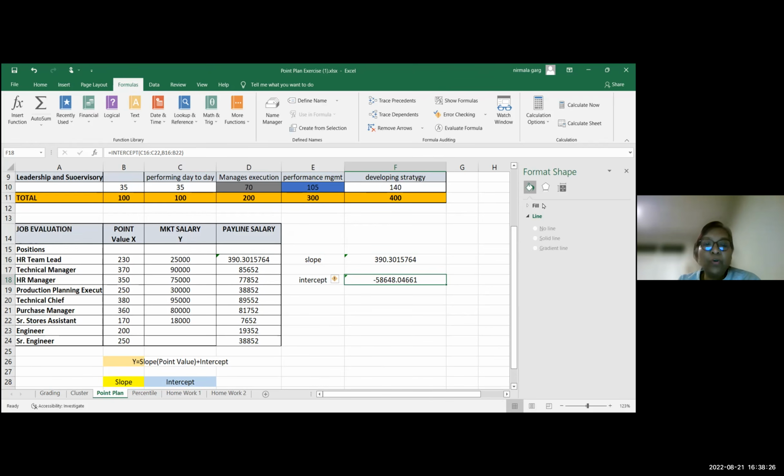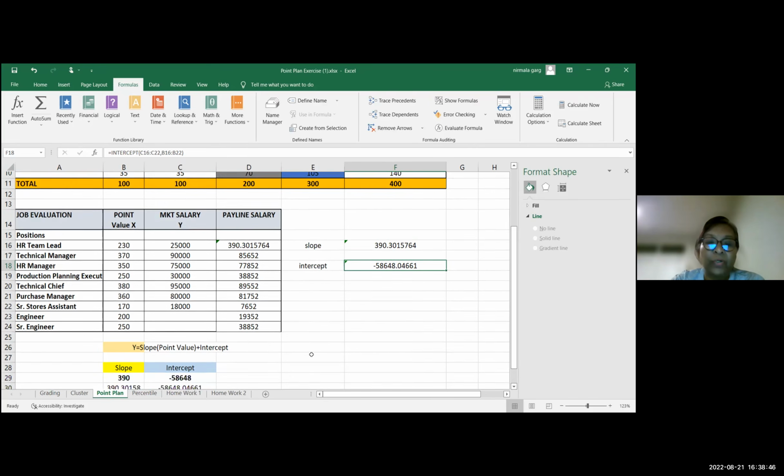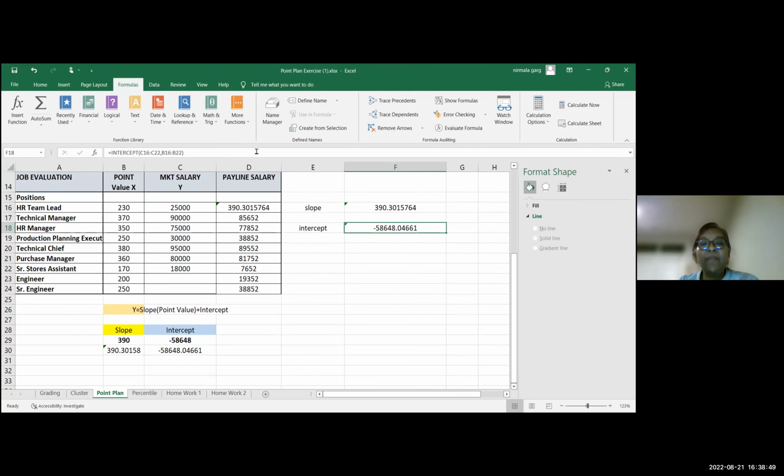Now you want to calculate, hey, what is the salary I need to pay? That's called the pay line salary. You have the point value, you have the market data. Now you want to predict. Regression is a tool which predicts. So you want to know what is the salary I have to pay. So there is a formula to it. What is the formula? Y salary is equal to slope multiplied by the point value plus intercept. Are you with me, guys? Slope multiplied by the point value plus intercept.